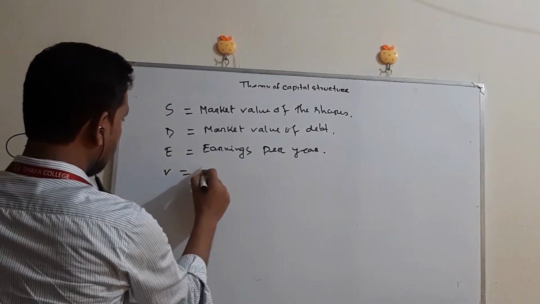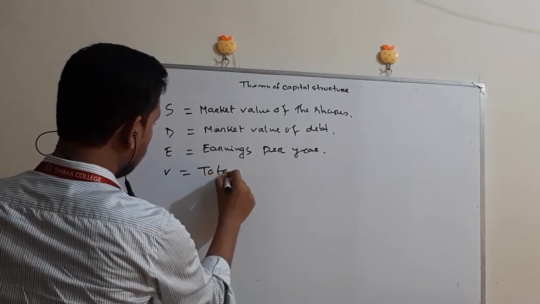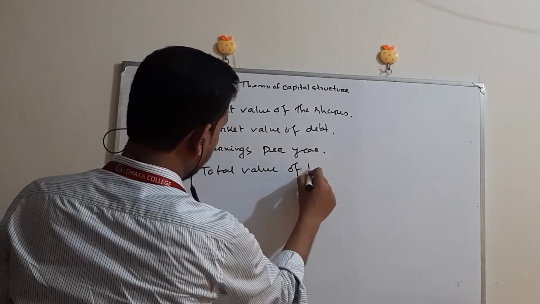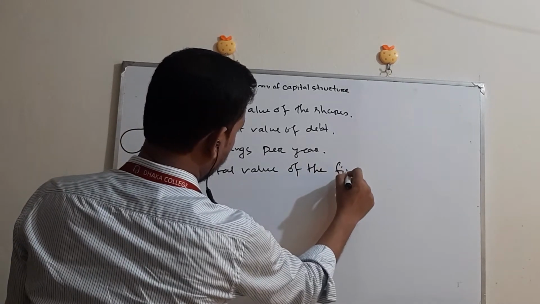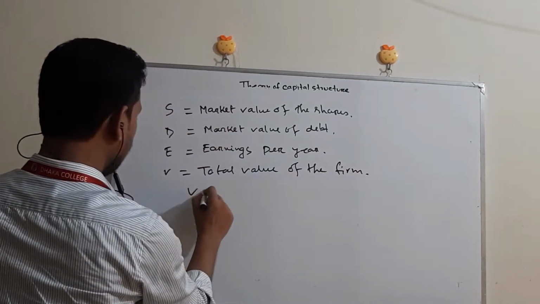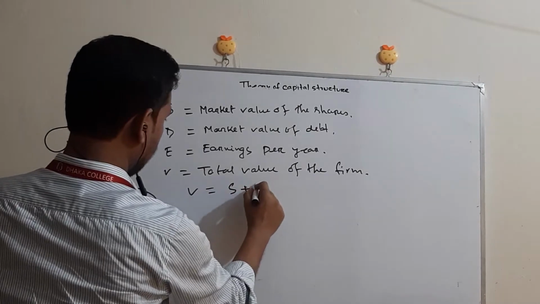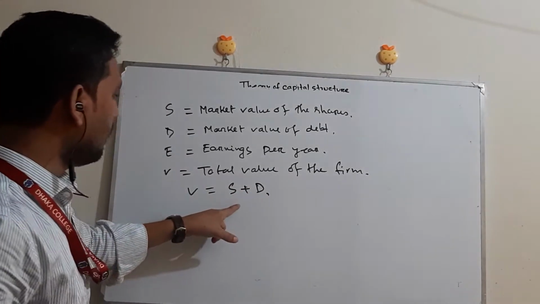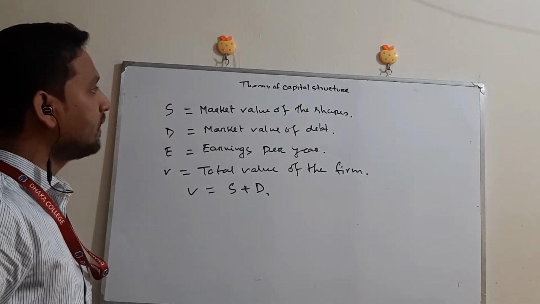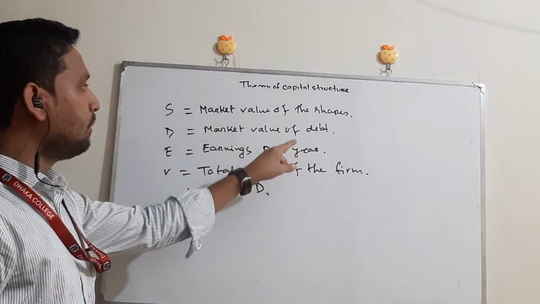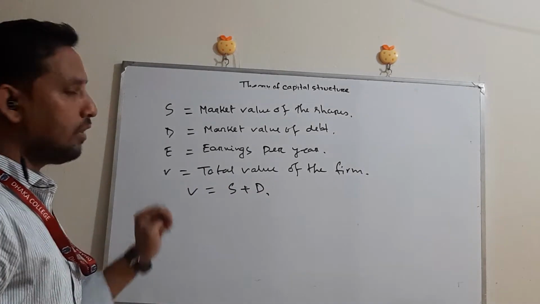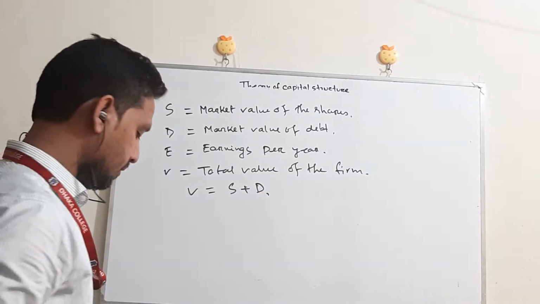V is the total value of the firm. So V equals S plus D. I mean, value equals S plus D: the market value of shares and the market value of debt. When we sum these, it is equal to V, the value of the firm.